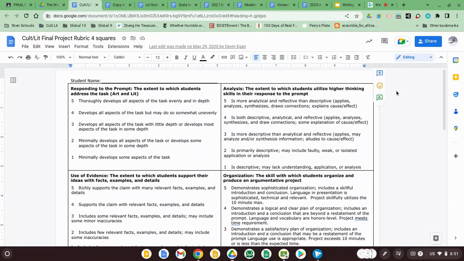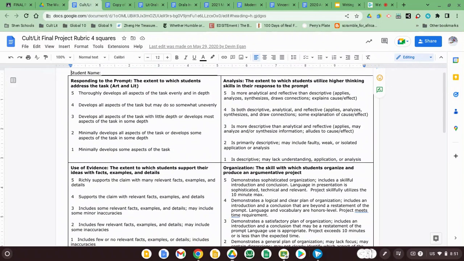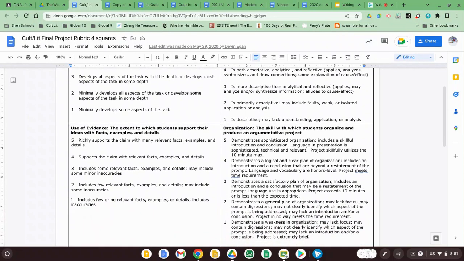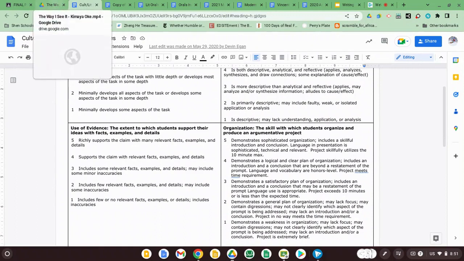This is the rubric that we use. We've kind of condensed everything that we do throughout the year into this 4 square rubric. And basically, it's how well do you respond to the prompt? How well do you use evidence to prove your point? What's your analysis like? Is it surface or is it deep? Does it provide some original thinking? And then how well organized is your project? And we feel that this really reflects the skills that we're looking for the kids to have at the end of the year.